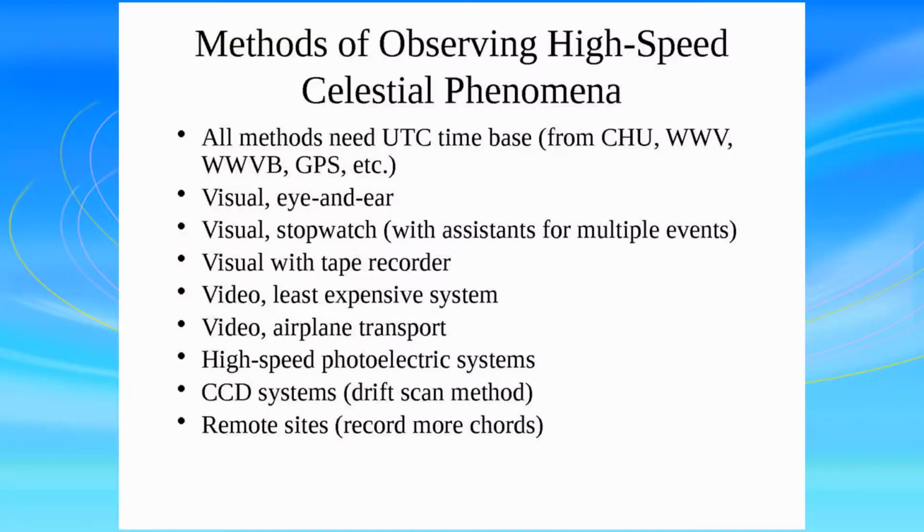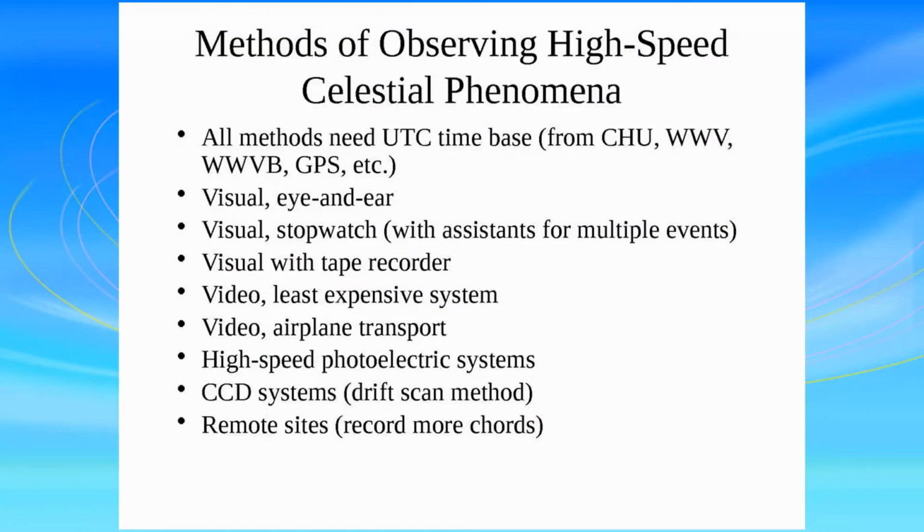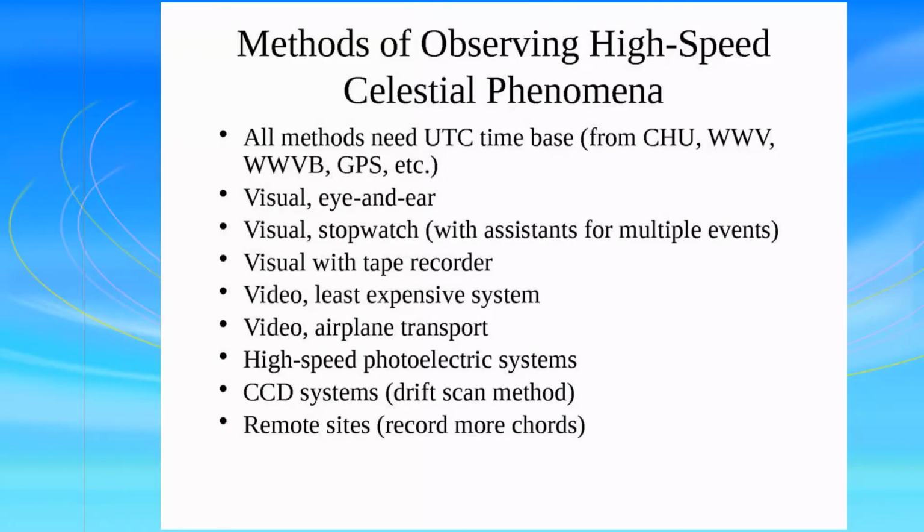Also, there's the video system. We started doing those in the 1980s when the equipment finally became less expensive than buying a car, and then small enough that you could actually take it on an airplane. But earlier than that, high-speed photoelectric systems were used at the major observatories, and a few amateurs do that because it's good also for light curve observations of asteroids and other things. But nowadays, CCD systems are more in vogue by amateur astronomers.